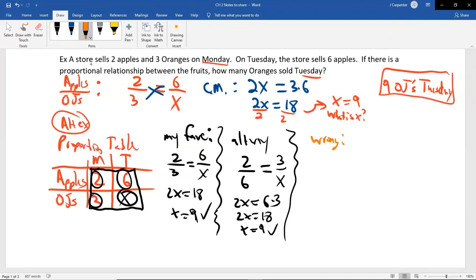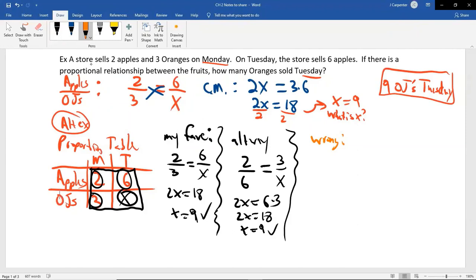Instead of going 2 over 6 equals 3 over x, I could have gone 6 over 2 equals x over 3. I could go from right to left. Instead of going top over bottom, I can go bottom over top: 3 over 2 equals x over 6. After you cross multiply, that orientation is no longer visible.